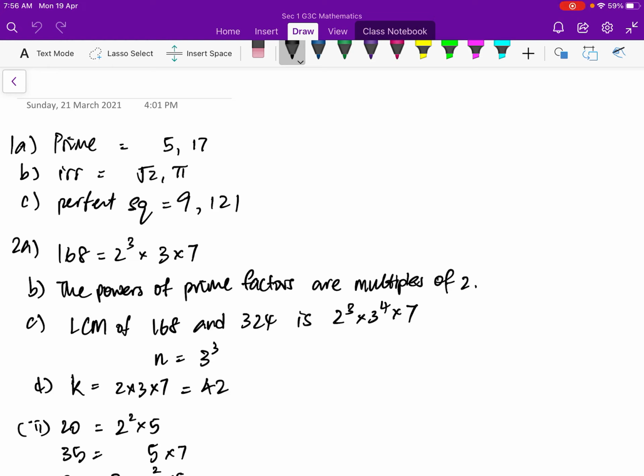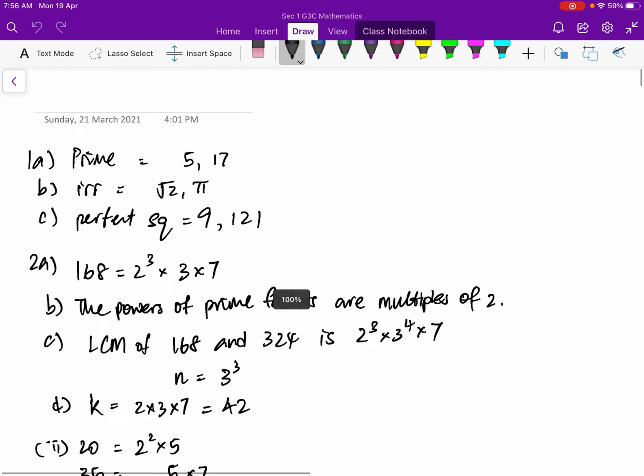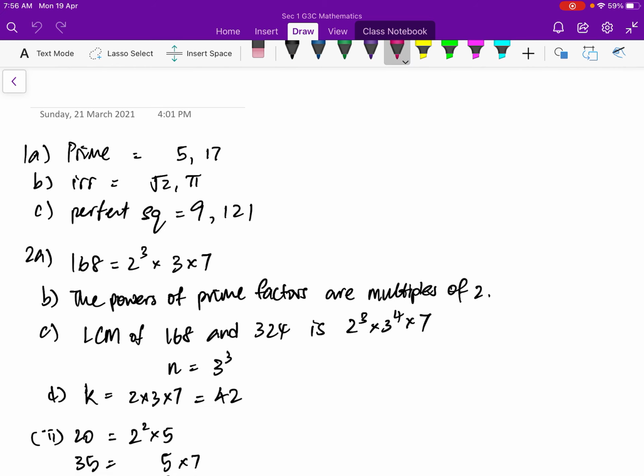Okay, so for the first one, the numbers, identify the prime numbers. So to recap, prime numbers have two factors. Okay, only two factors. They are 1 and itself. Only 1 and itself.